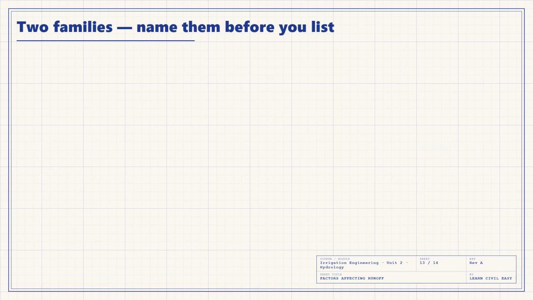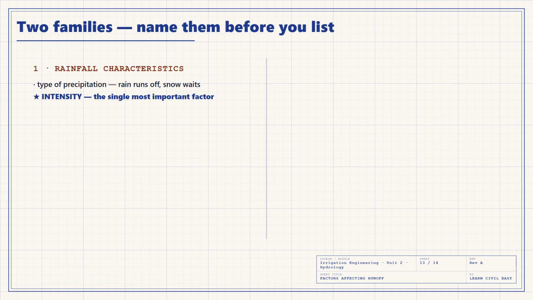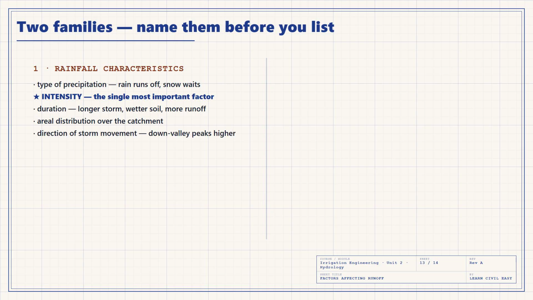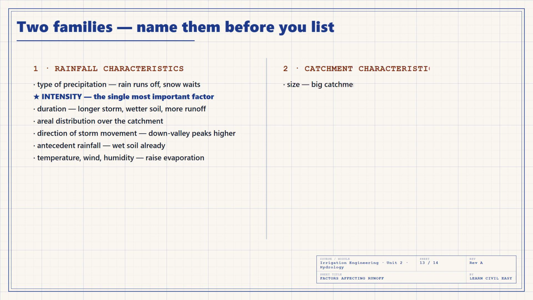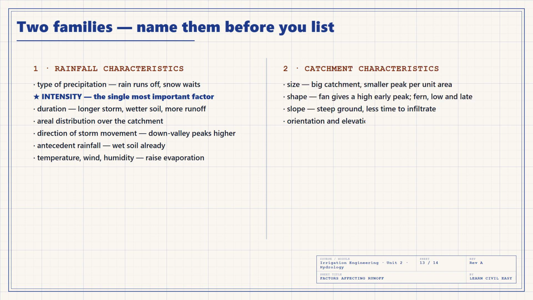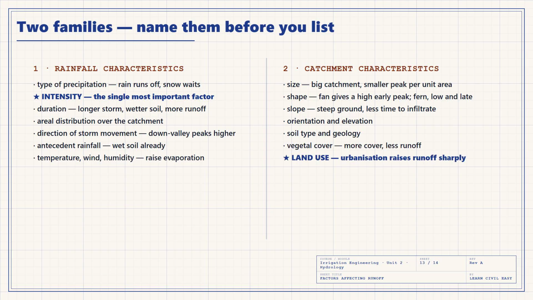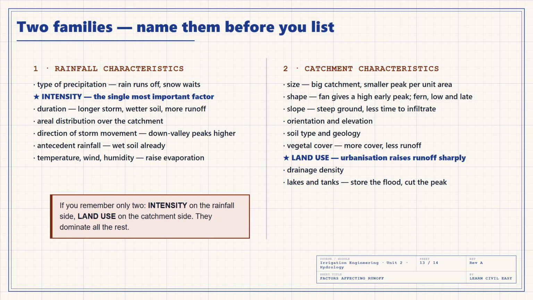What decides how much of the rain becomes runoff? The factors fall into two families, and naming the two families before you list anything is worth marks on its own. First family, the characteristics of the rainfall. The type of precipitation. Rain runs off at once, snow is stored until it melts. The intensity, and this is the most important single factor of all. Once the intensity is greater than the rate at which the soil can absorb water, everything extra becomes runoff. The duration: the longer the storm, the wetter the soil, the more runs off.